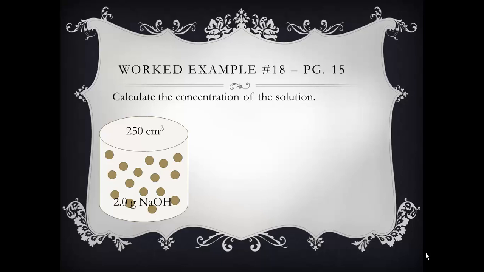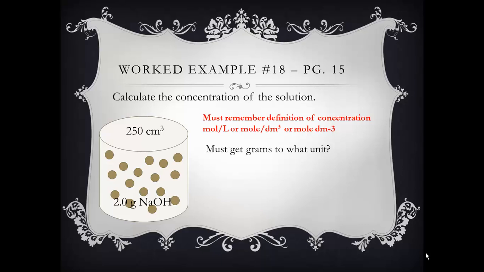Alright, get right into the example. We have a 250 centimeter cubed solution, and it's 2 grams of sodium hydroxide. So to find the concentration, you must remember that it's moles per liter, or moles per decimeter cubed, or moles decimeter to the negative third. That just means it moves up to the numerator, not the denominator. So we must get grams into what unit? If you're thinking moles, then you are correct. If you're not thinking moles, then you need to get on the mole train.